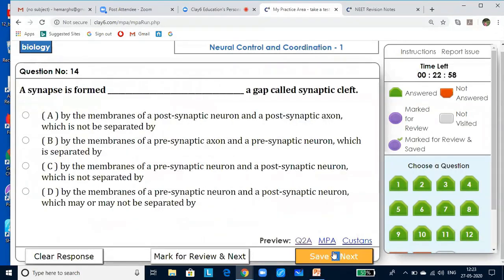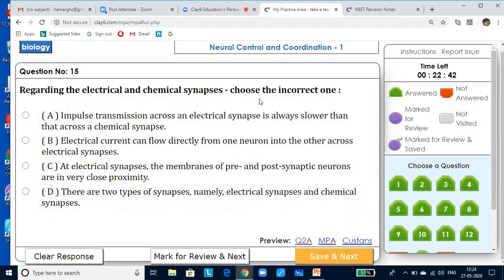A synapse is formed by the membranes of a presynaptic neuron and a postsynaptic neuron, which may or may not be separated by a gap called synaptic cleft. Regarding electrical and chemical synapses, choose the incorrect one. Impulse transmission across an electrical synapse is always slower than across a chemical synapse.